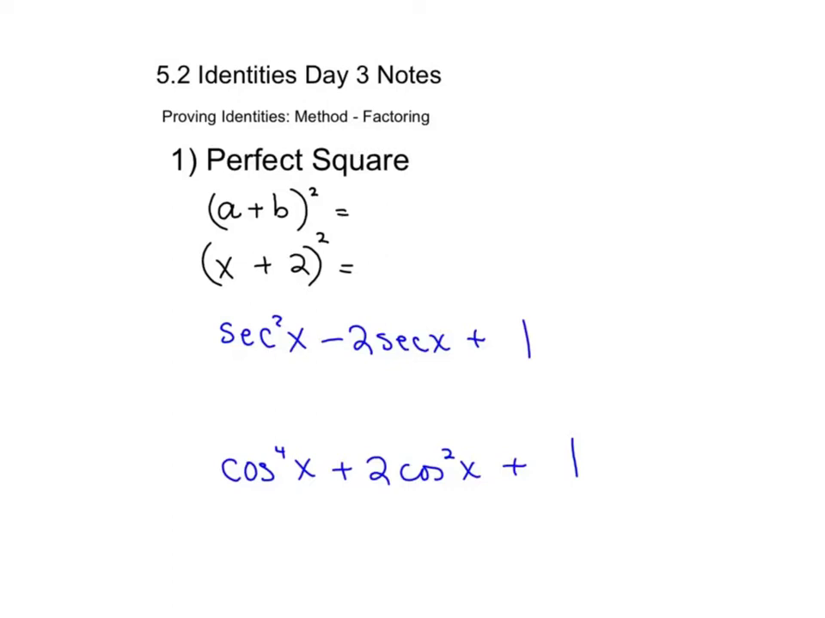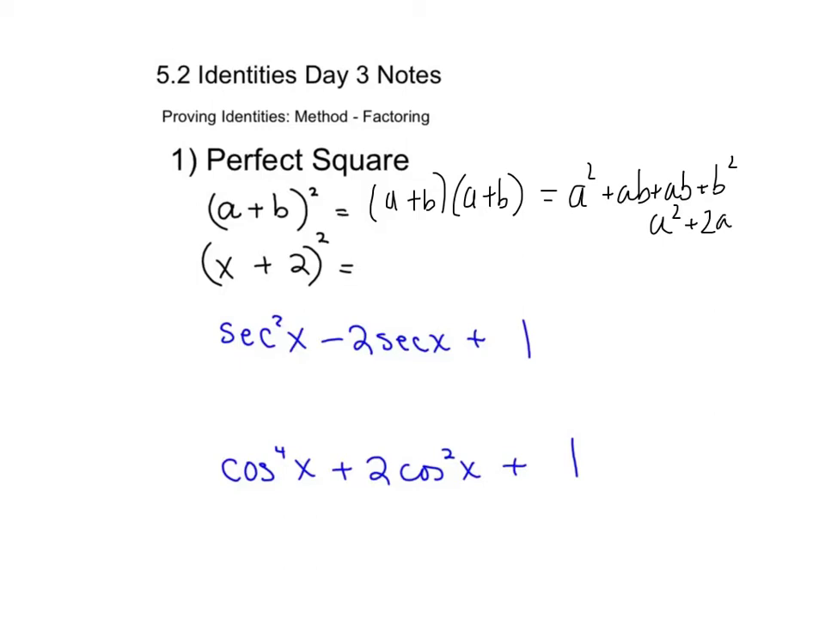So I would have (a plus b) squared would be (a plus b) times (a plus b). And if I multiply that across, I would get a squared plus ab plus ab plus b squared. So I would have three terms, a squared plus 2ab plus b squared. And I wanted to show you that you can get the same thing without writing it out and multiplying it out.